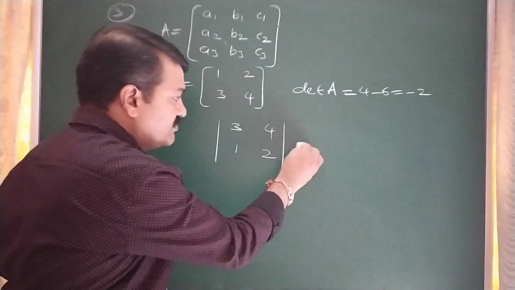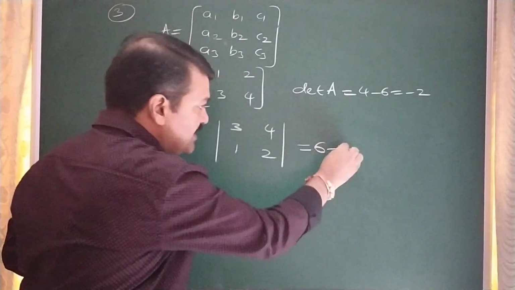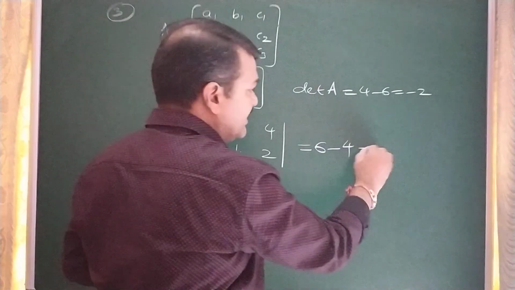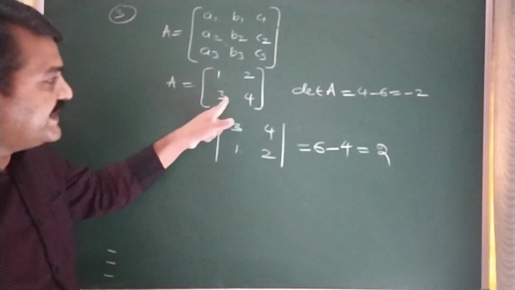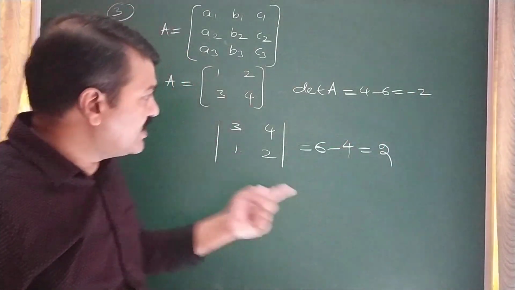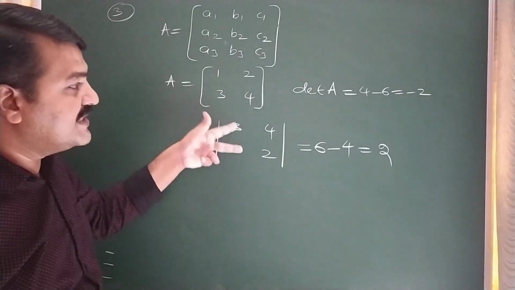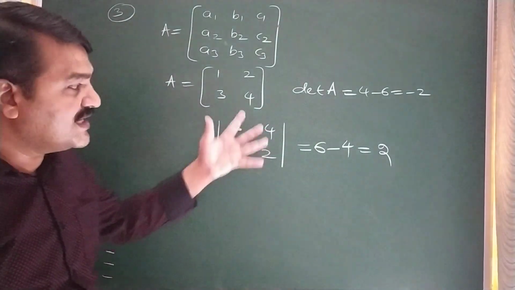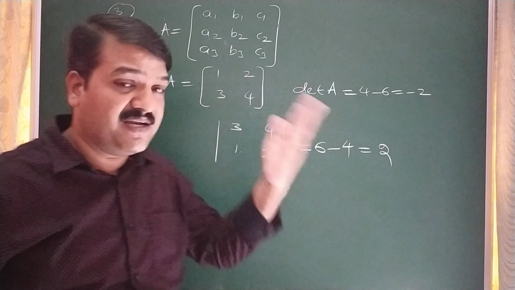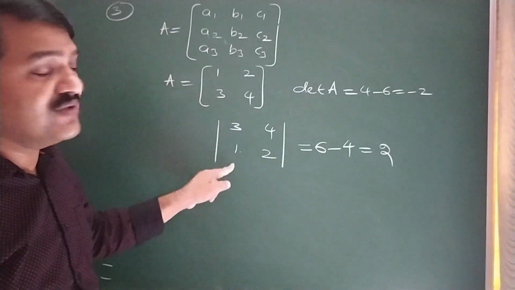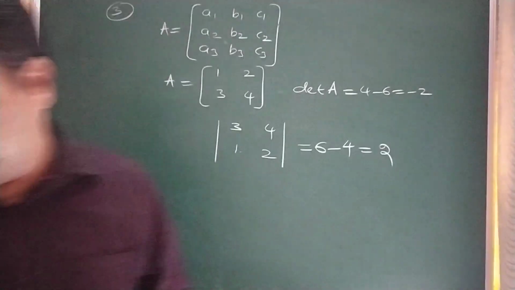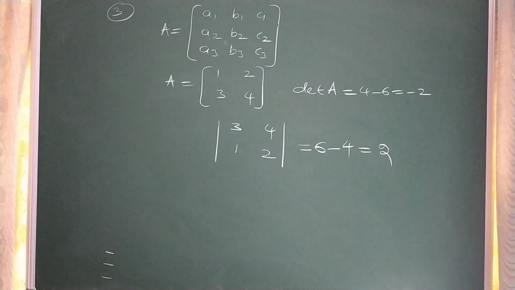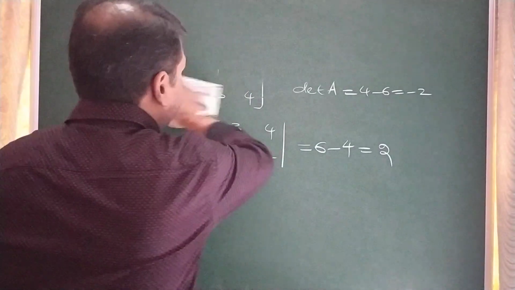Find determinant now. 3 into 2, 6. Minus 4 into 1, 4. So what is determinant value you are getting? 2. Originally determinant is minus 2. Because I am interchanging two rows, determinant sign changes. Therefore, I got 2 as the answer. So clearly you can understand here. 3 by 3 determinant expanding will be lengthy. Therefore, I am showing you example as a 2 by 2 matrix. Okay. So this is our third property. That is, by interchanging any two rows or columns, the determinant sign is going to change.